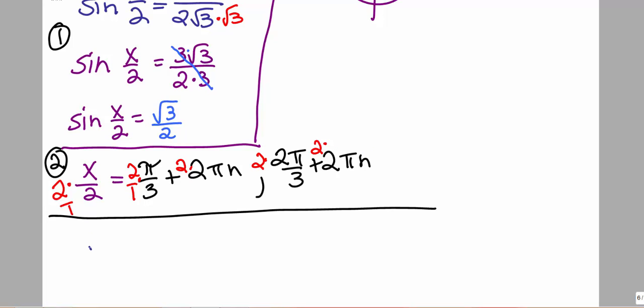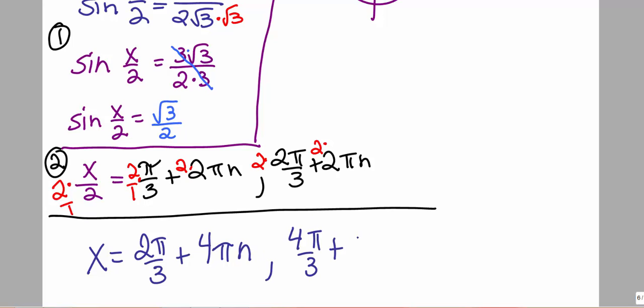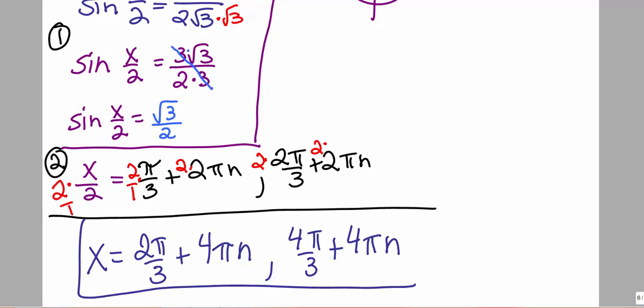So now we get x is equal to 2 pi over 3 plus, and we have 2 times 2 is 4, so that's plus 4 pi n. And 4 pi over 3 plus 4 pi n. So this is all possible solutions for x in radians.